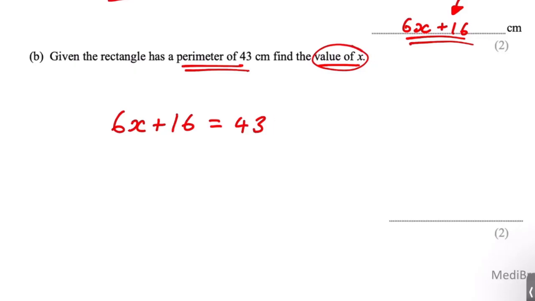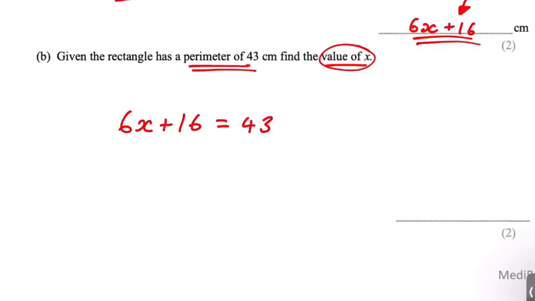So we have a plus 16 on this side. So let's get rid of that plus 16 first. So to get rid of it, we're going to do the opposite of it. So we're going to subtract 16. And then whatever we do to one side, we must do the same to the other side. So we're going to subtract 16 from this side as well.